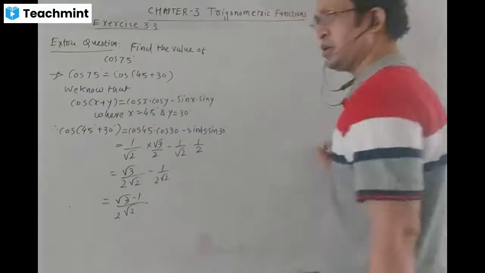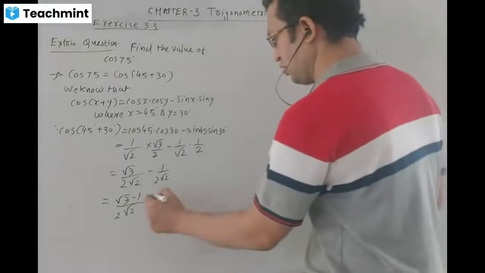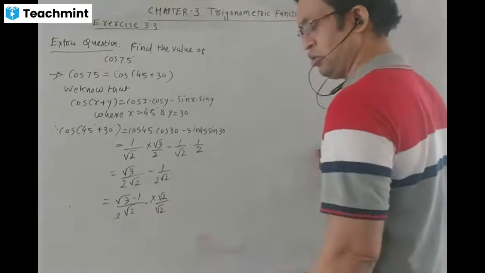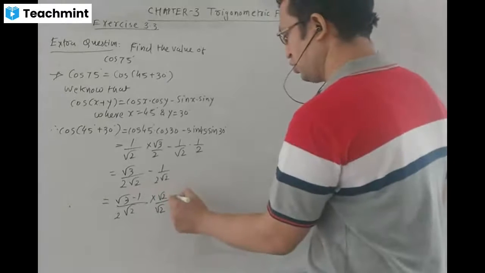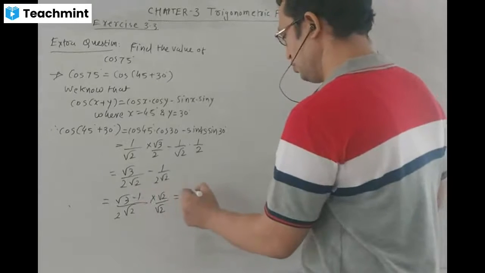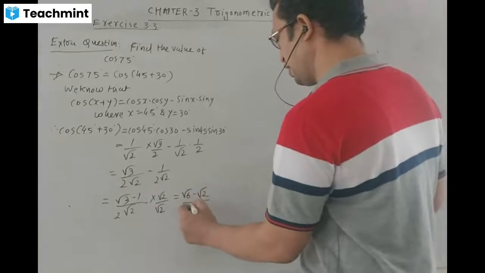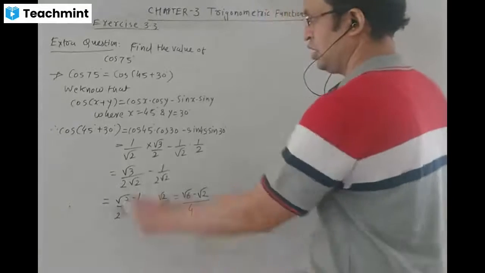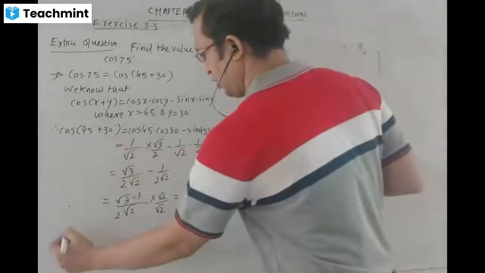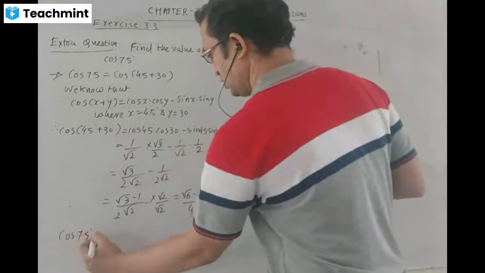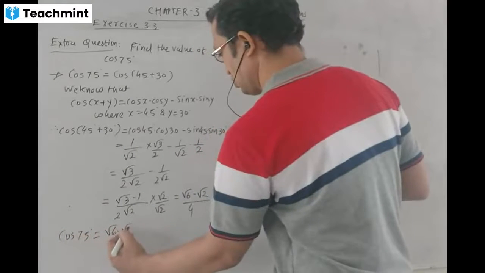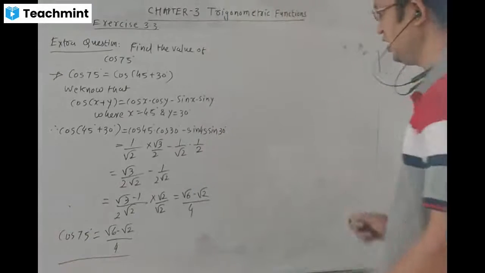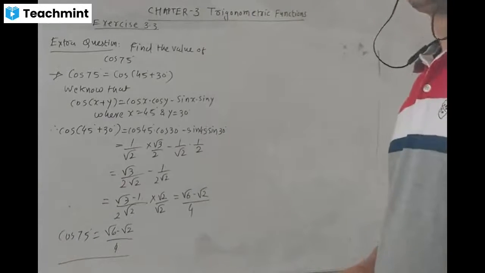Here the denominator is an irrational number, so we rationalize the denominator. Multiply by root 2 by root 2. Root 3 into root 2 is root 6, minus root 2, divided by 2 root 2 into root 2, which is 2 into 2, that is 4. Therefore, the value of cos 75 is root 6 minus root 2 divided by 4. And that is the final answer.